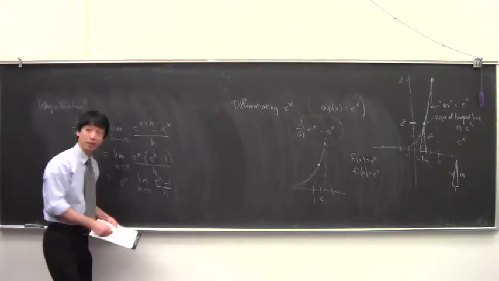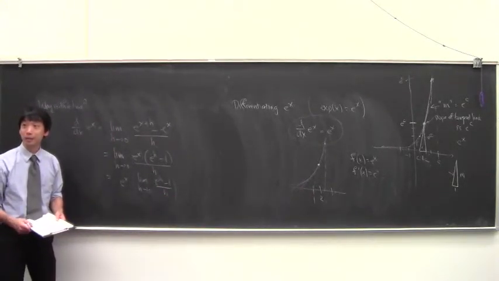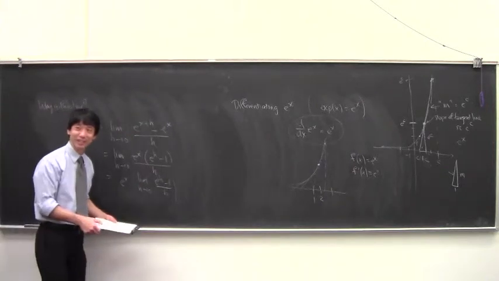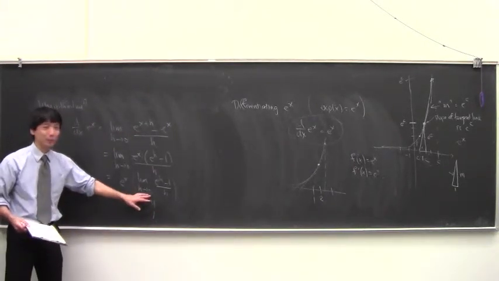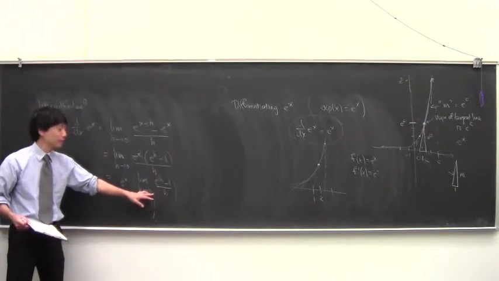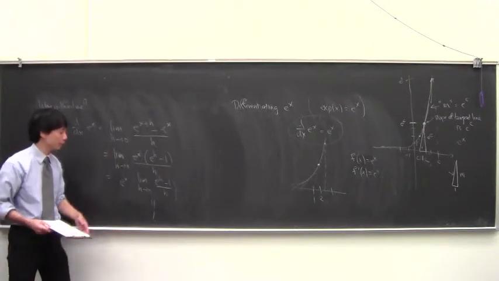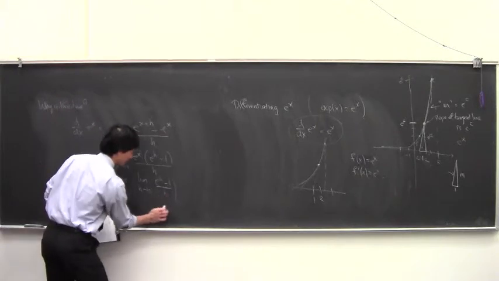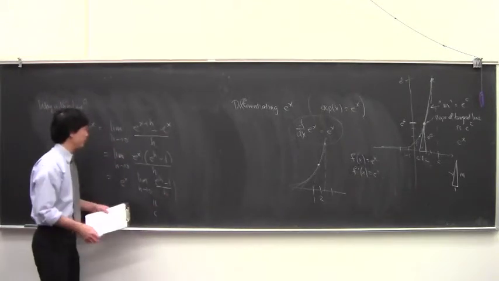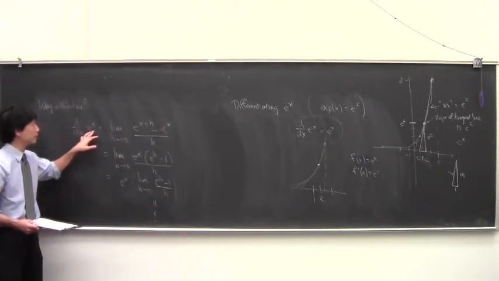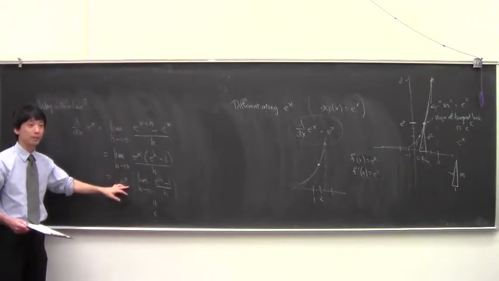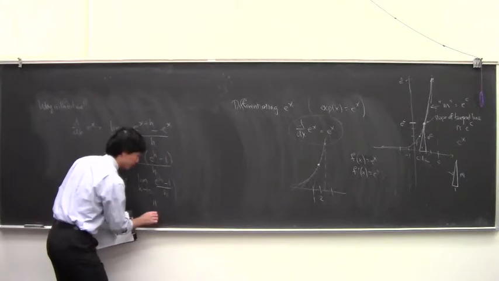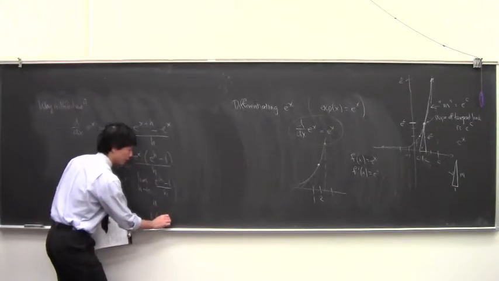And this number turns out to be 1. We actually can't show this at this point, so we don't know. This is some number. So at this point, what we know is that the derivative of e to the x turns out to be something times e to the x. But in fact, that number we'll see later turns out to be 1. So we'll see that later.